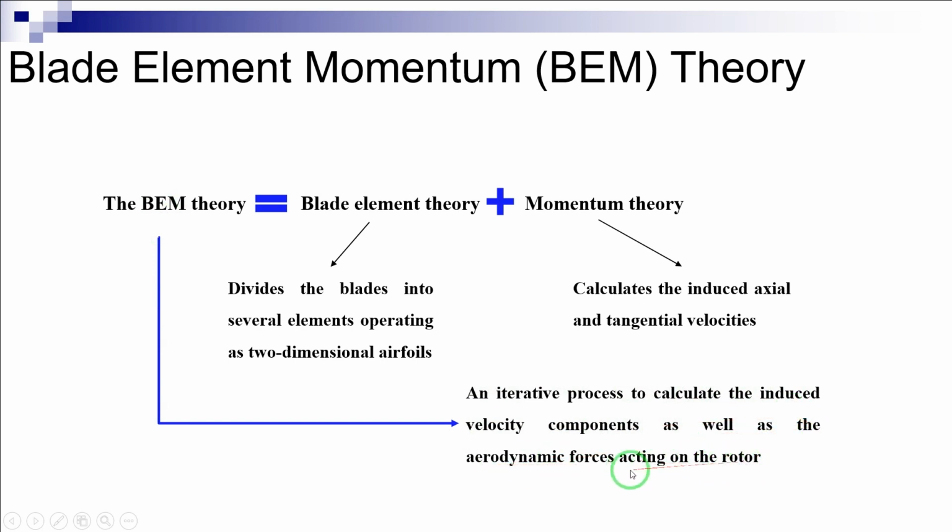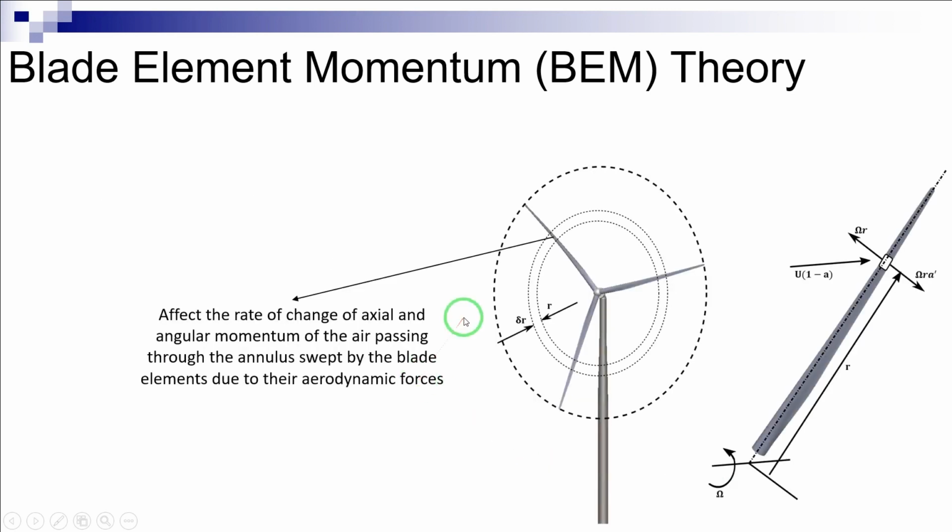As shown here, the span-wise blade elements of radius r and length delta r of the blades of a wind turbine rotor affect the rate of change of axial and angular momentum of the air passing through the annulus swept by the blade elements due to their aerodynamic lift and drag forces. These forces are also responsible for providing the force on the blade elements induced by the pressure drop due to the rotational velocity in the wake.